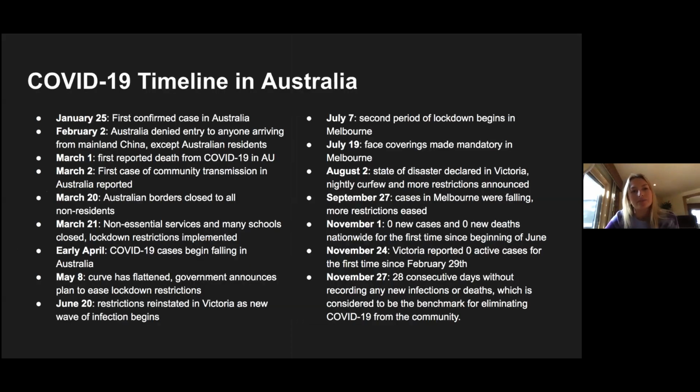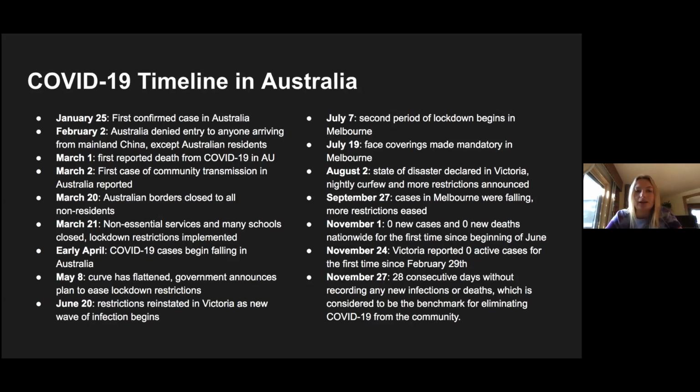So the first confirmed case was on January 25th, and soon after they denied entry to anyone arriving from mainland China. And about a month and a half later closed all their borders to non-residents. And by early April, cases started to fall, and by May, the curve flattened.